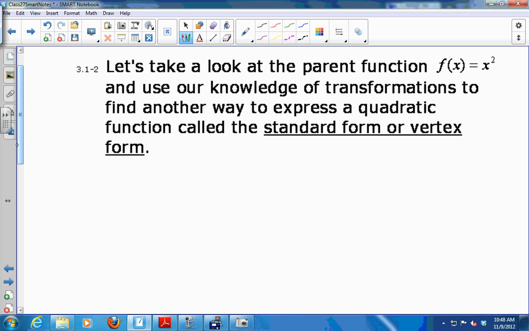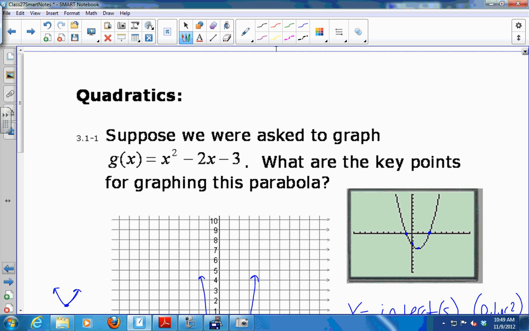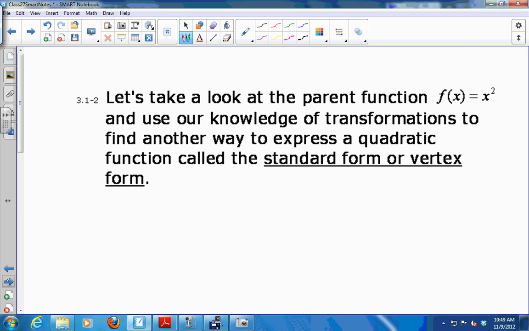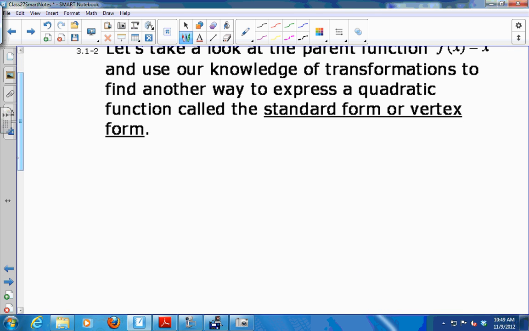So we're going to use transformations to analyze a quadratic. This might be a different approach than you used when you studied these the first time. We're going to use the parent function f of x equals x squared and our knowledge of transformations to find another way to express a quadratic function. So this is one way, ax squared plus bx plus c. That's the standard way we express anything quadratic. And then we're going to find another way that's sometimes called standard form, sometimes called vertex form, and we're going to use transformations to get there.